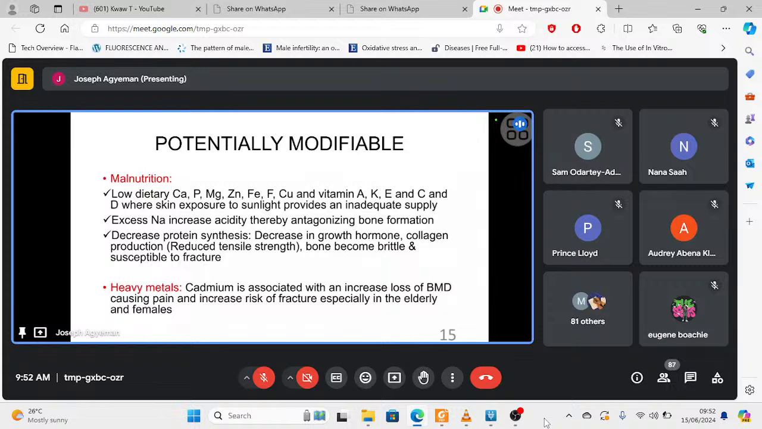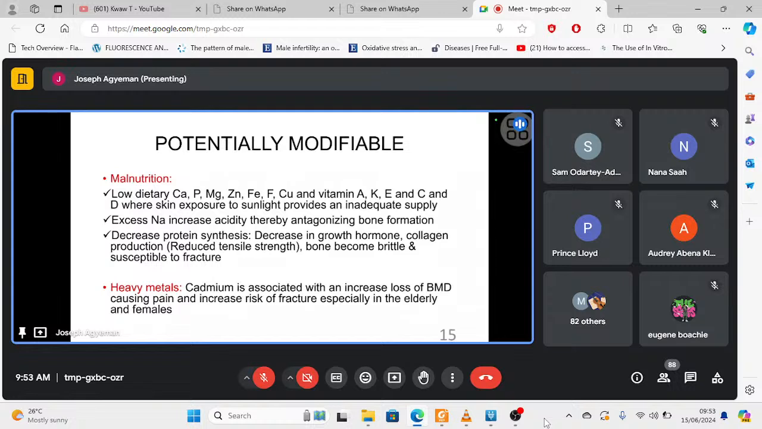And remember, if you don't produce enough collagen, which confers tensile strength to the bone, your bone becomes brittle. It can't withstand pressure. And any form of stress, any form of pressure that falls on the bone, since the bone has become brittle, it can easily break. So diet is very important.